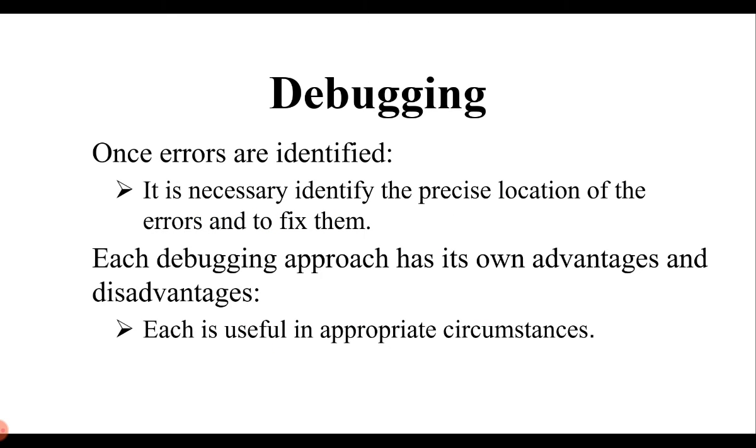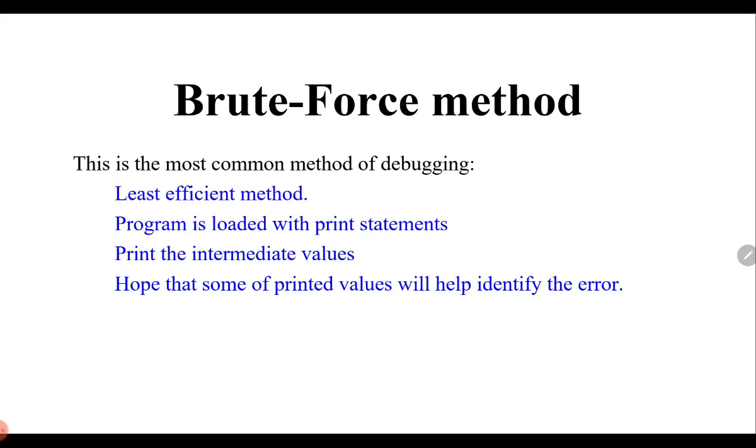So next we will talk about debugging. Once the errors are identified, it is necessary to identify the precise location of the errors and fix them. Each debugging approach has its own advantages and disadvantages, and each is useful in the appropriate circumstances. Without the identification of the precise location of the errors, we will not be able to fix them.